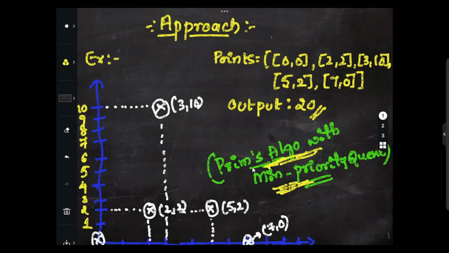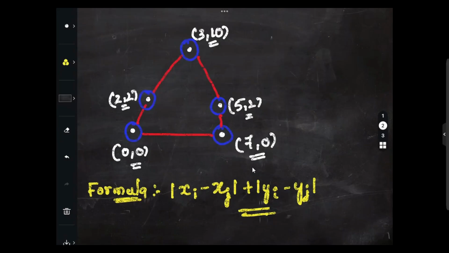So I have just considered the same first example that they have given in the question. Let's discuss this one. What we have to find out here is the minimum possible cost. We need to connect all the points with the minimum possible cost. We have different ways of connecting the edges to different points.